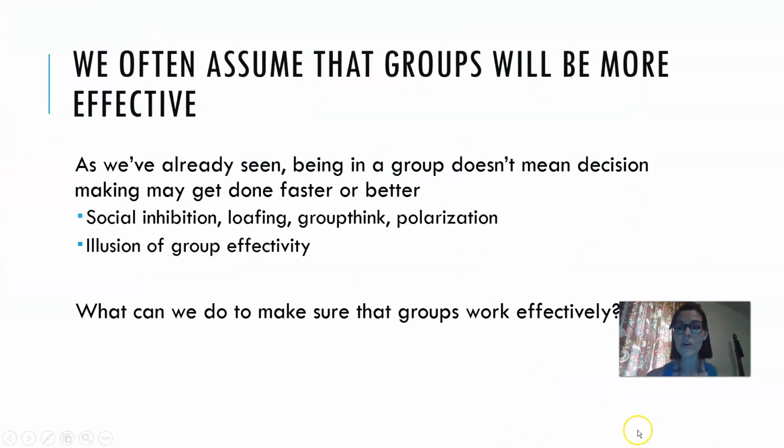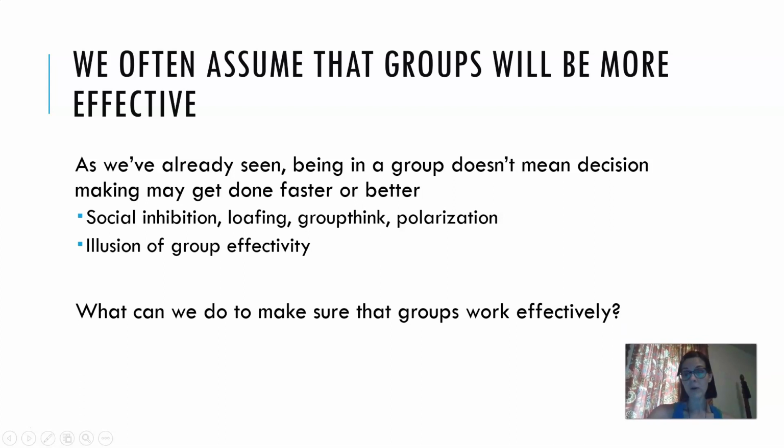So in general, when we're talking about group work, one of the first assumptions that we have is that a group will be more effective than working alone. And as we've already seen, being in a group doesn't make decision-making any better. It doesn't make it get done faster. And this is what's known as the illusion of group effectivity. The idea that just because you're in a group, you will make a better decision than you would have on your own. And that's not entirely true.